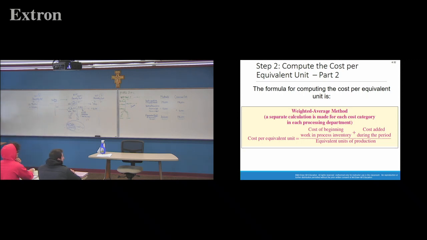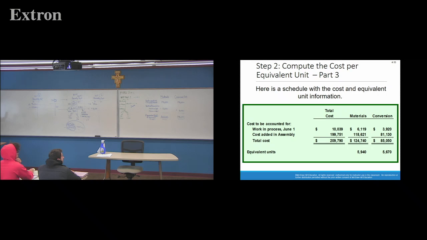We're just plugging numbers. I have to do this twice though, because I have two different columns. Again, T account format, table format. Look, this is a total column, ignore that for right now. Materials and conversion costs. Look at my T account over there, work in process, dollar amount for direct materials, 6,119 plus 118,621. I did not fill in the total because I did not want to do that mental math in my head, but there it is. It's 124,740, right? That's what this is.